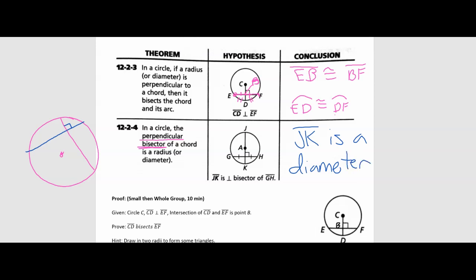Because it's touching the circle in two spots, right? It's going through the center, and then it's intersecting the circle twice. So that would make it a diameter.